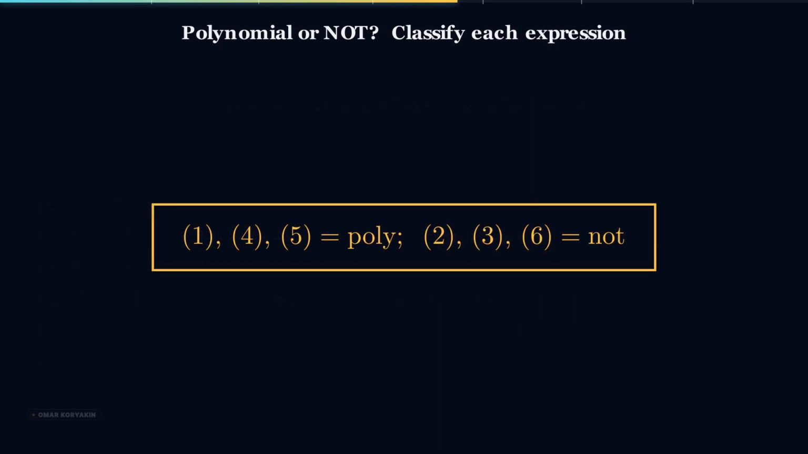Summary: expressions 1, 4, and 5 are polynomials of various types. Expressions 2, 3, and 6 are not polynomials due to negative, fractional, or variable exponents. The big lesson from this example is the disqualification rules. Anything that puts the variable in a negative power, fractional power, or in the exponent itself is not a polynomial. The non-negative integer exponent rule is the only structural rule that defines the polynomial class, and applying the rule rigorously sorts any algebraic expression into polynomial or non-polynomial in seconds.